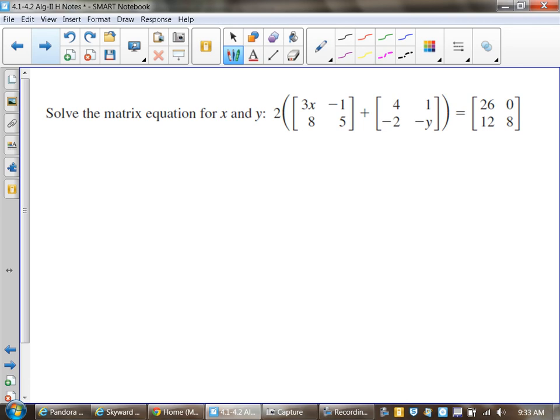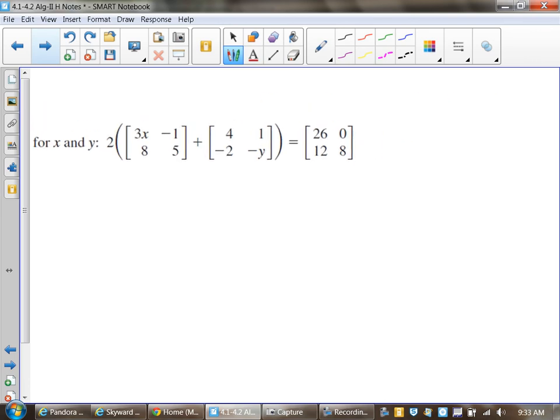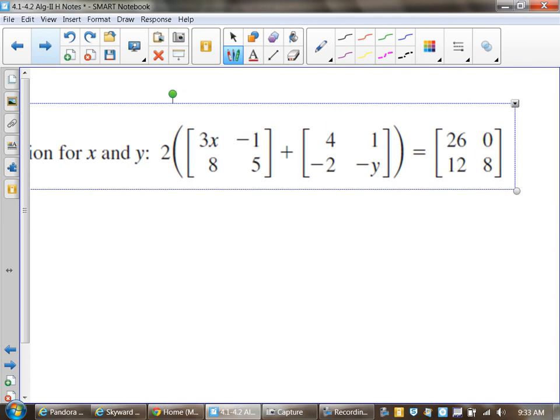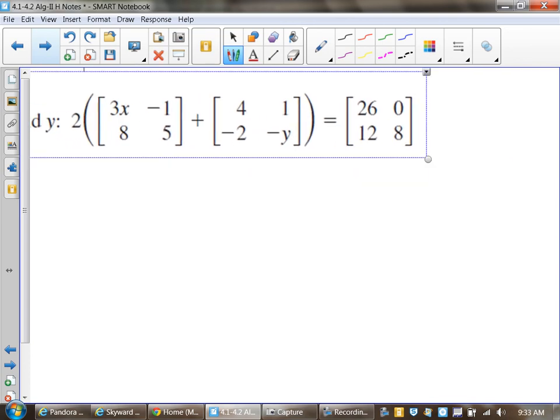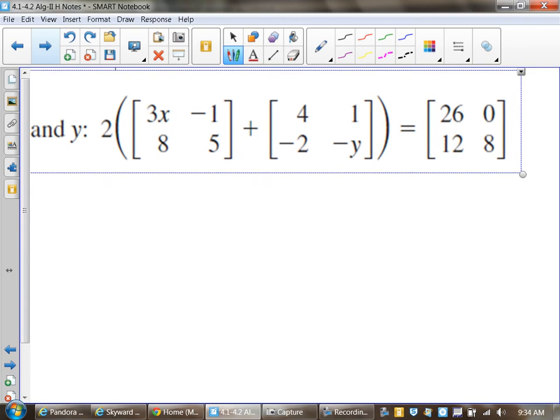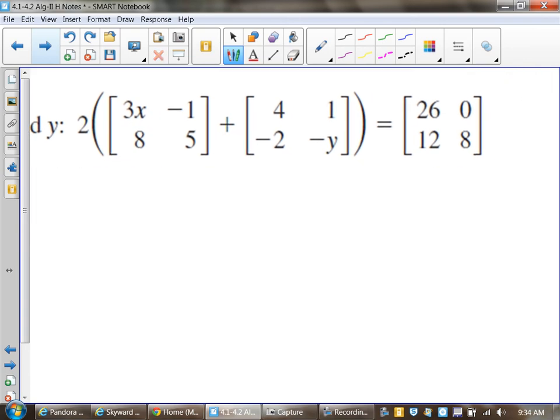Now where it gets to be a little bit more interesting. Solving a matrix equation. And this is where I want to work a little bit more today. I'm going to solve this for x and y. I'll give you guys a second to write this out. I'm going to re-explain to you what this means.